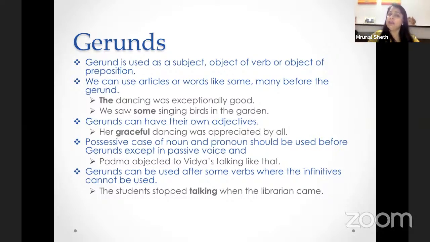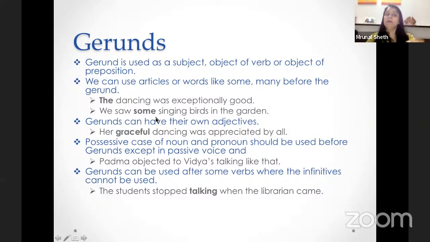Before a gerund is a noun, so articles can come before a gerund. So, the dancing was exceptionally good. When you see there is an article before dancing, that means this dancing is a gerund. Only articles will come before a noun, right? We cannot put articles before an adjective. No, right? So, we saw some singing birds in the garden.